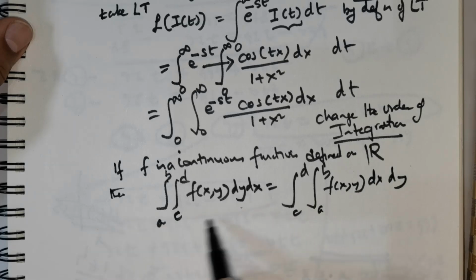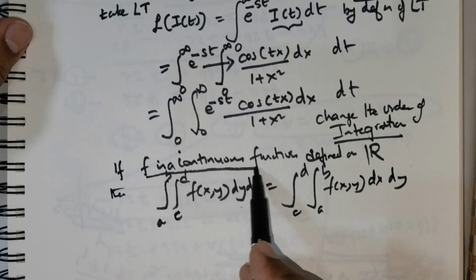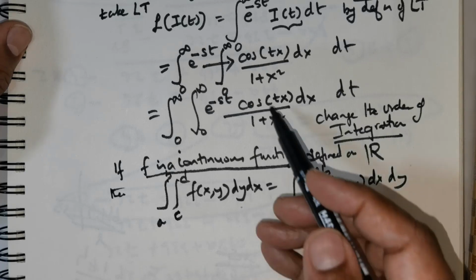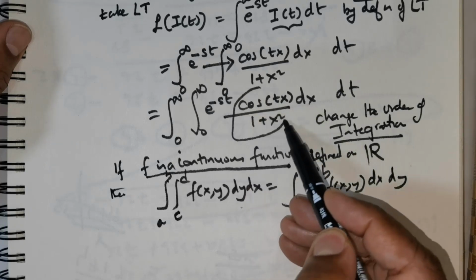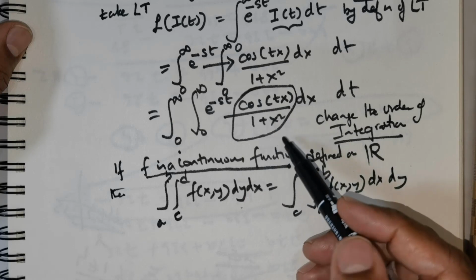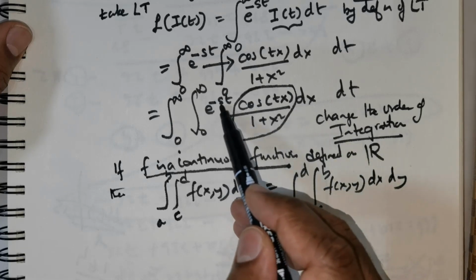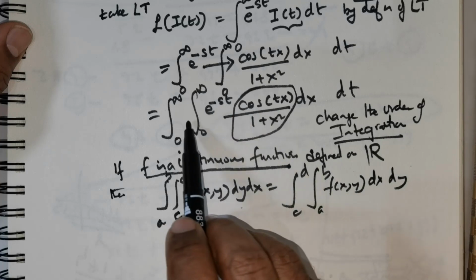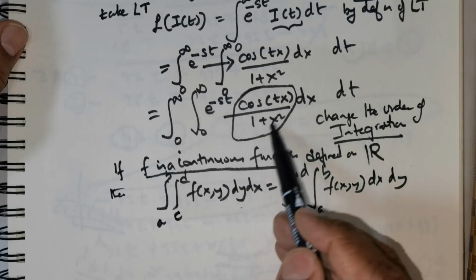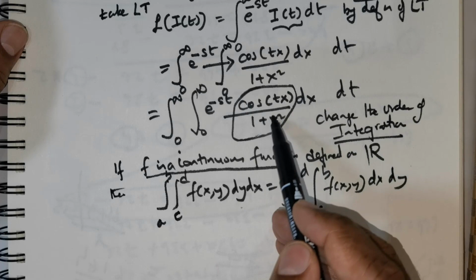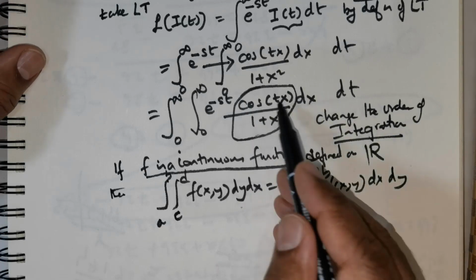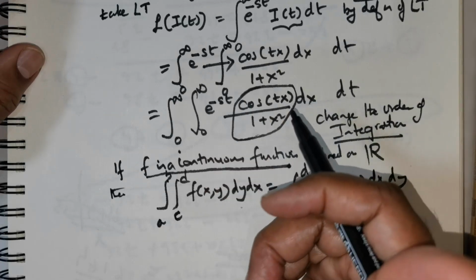Now what allows us to change this? The main thing is the function has to be continuous. Now clearly this is a continuous function. We know that. And e raised to the power of negative st has got no impact. It will not deter the continuity of this function, cos of tx over 1 plus x squared. So because this is continuous, I am going to change the order.